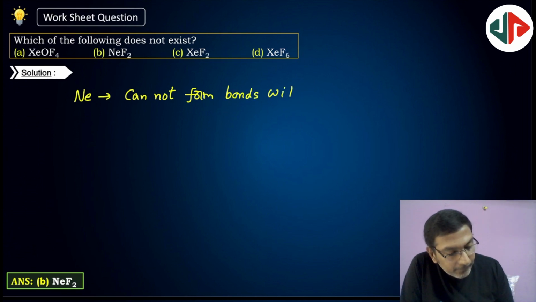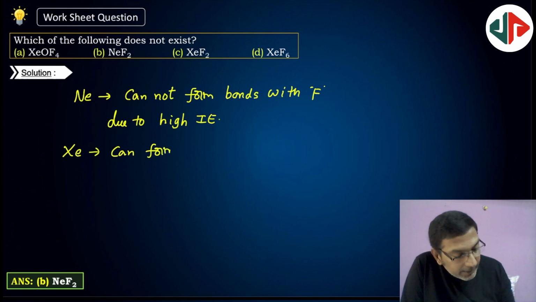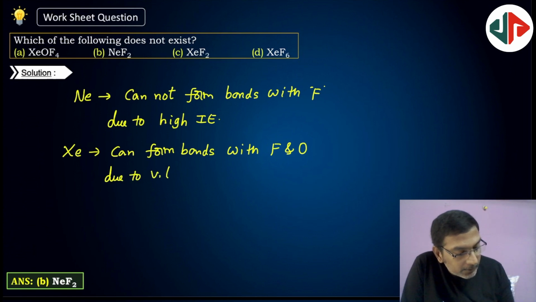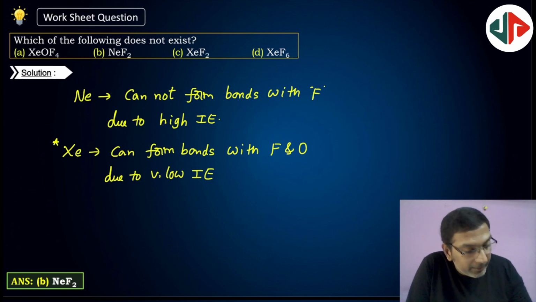bonds with fluorine due to high ionization energy. Very, very important. But xenon can form bonds with fluorine and oxygen due to very low ionization energy. Very, very important. Therefore, B not possible.